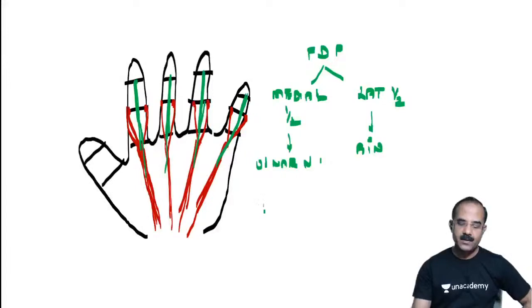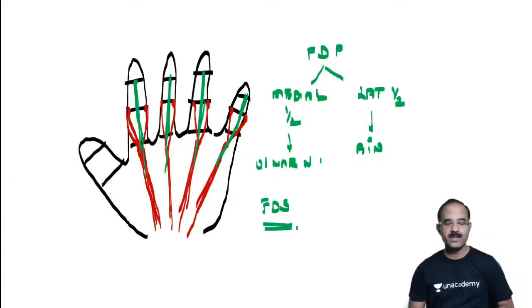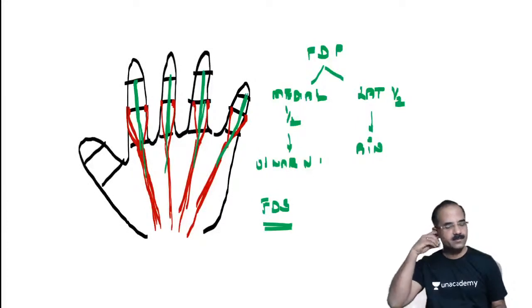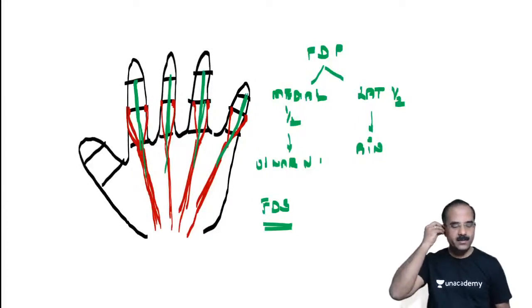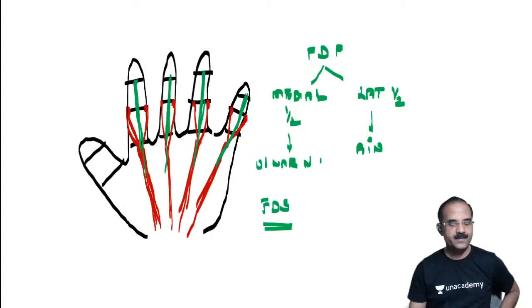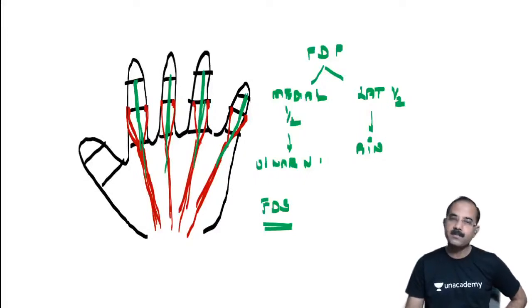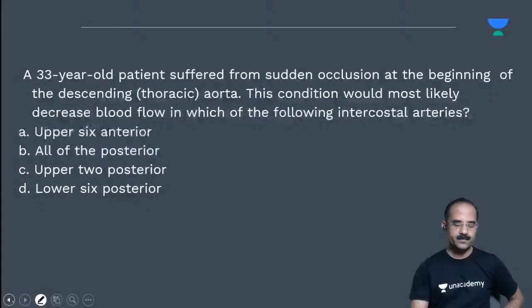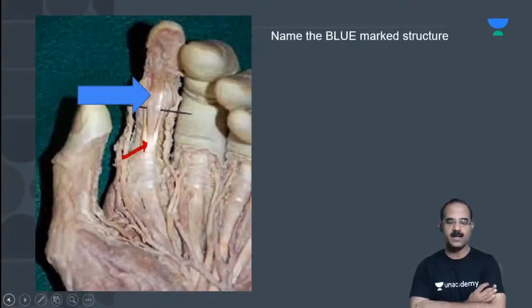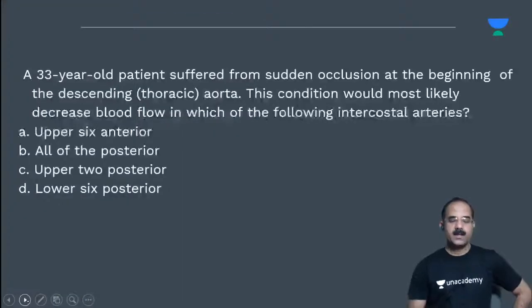Yes. And who supplies the flexor digitorum superficialis? Flexor digitorum superficialis is supplied by median nerve, right? Very good. So, clear to all of you, no? Right. So, the answer for this is profundus. Very good. Answer this.